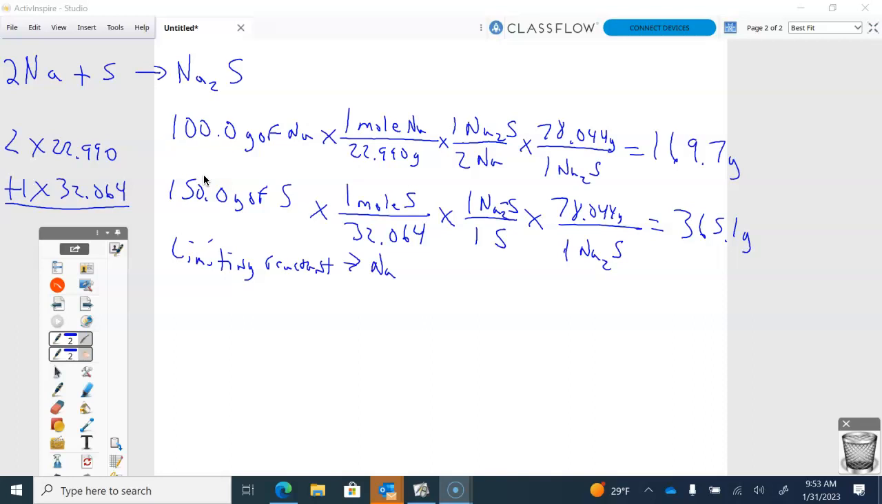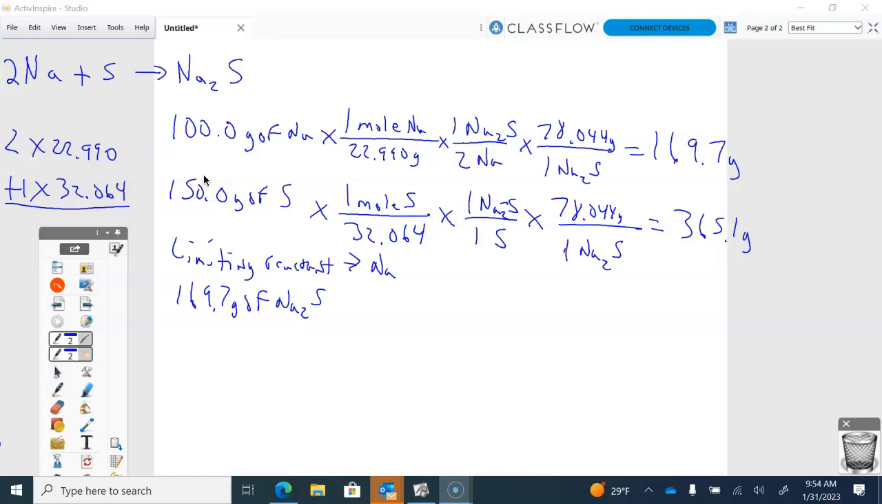Next question is, how many grams of sodium sulfide would I make? That's what I figured out. With this much sodium, I can make that many grams of sodium sulfide. So 169.7 grams of sodium sulfide is what I can make. Okay?